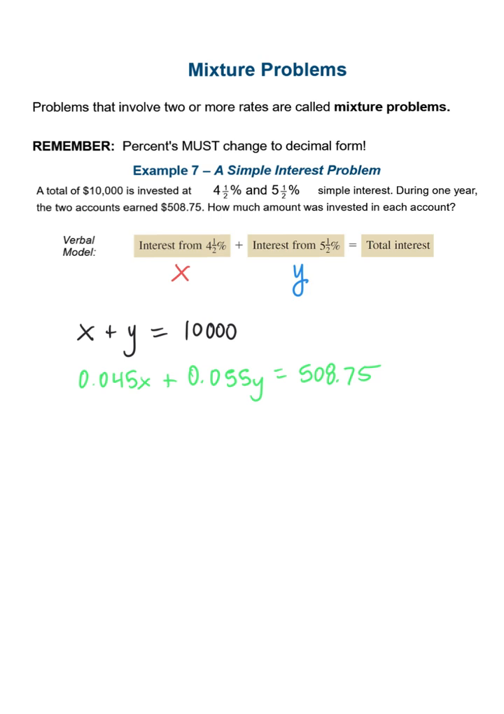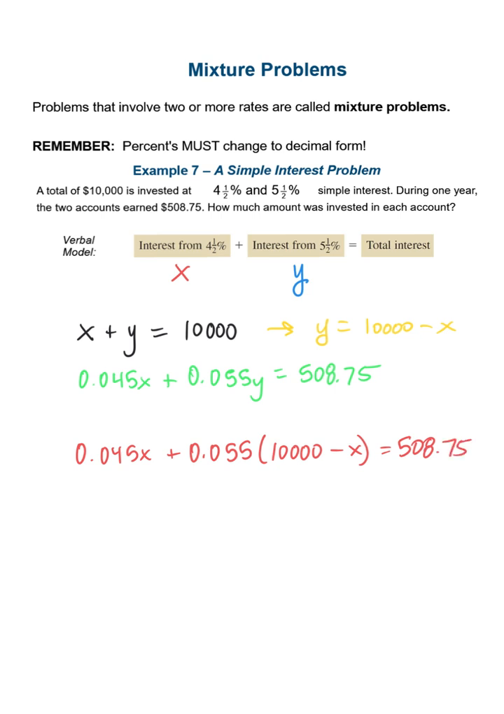So then now I can look at this and say, well, that's the same thing. If I solve it for y, because I'm going to use substitution, I can now substitute 10,000 minus x where I see a y in the problem. So now I have 0.045x plus 0.055 times y, which is now going to be represented by 10,000 minus x, is equal to 508.75.